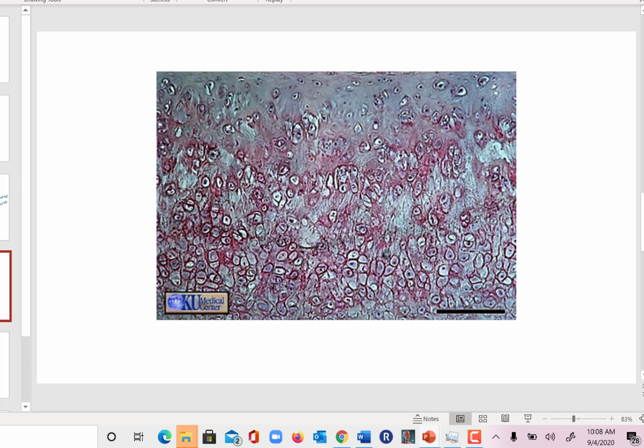Here is another kind of cartilage. This is elastic cartilage, and again, you can see the chondrocytes living in the lacunae.